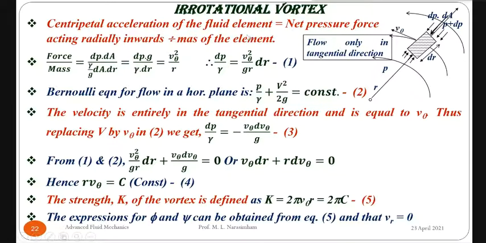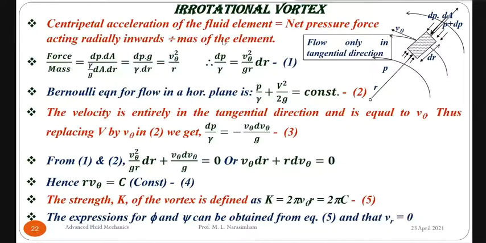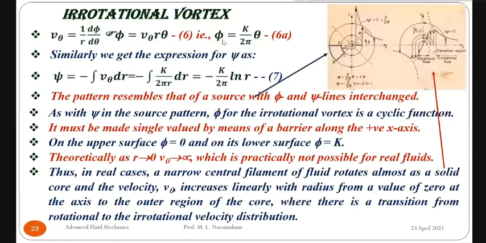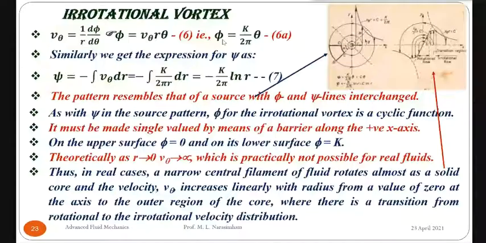So we'll now consider this irrotational vortex and proceed with the calculation of the velocities in the radial direction and the velocity in the tangential direction, and then we'll further derive the expressions for phi and psi for this case. Okay. So this we will be considering in the next week.